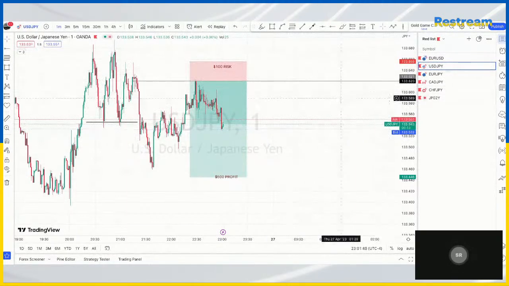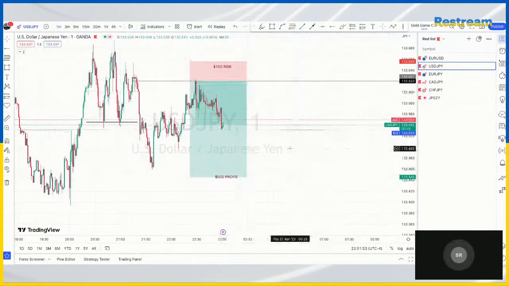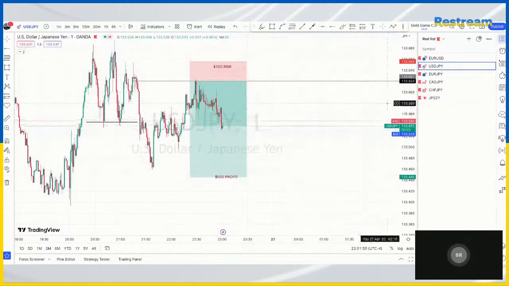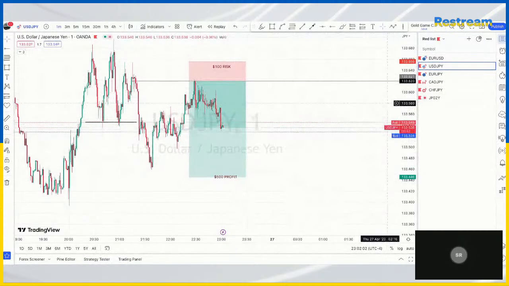So with winning 2 trades, I'd make $1,000 profit. With losing all the other 6 trades, I would lose $600. And 1,000 minus 600 is $400. So still making $400 if I win only 2 trades out of 8.